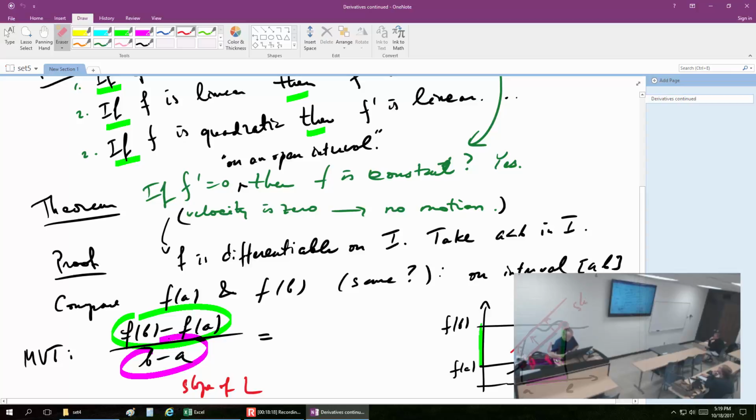So that's a shift. The point being that we have then found this important point where the slope of the tangent line is equal to the slope of this line. So I simply write f prime of c, where c is some point between a and b. So that is the mean value theorem.